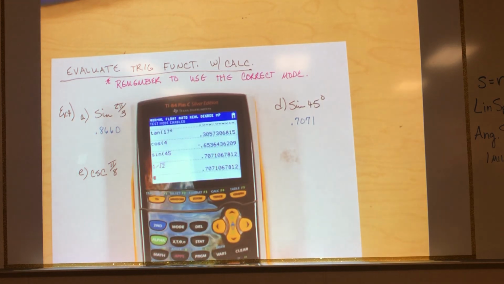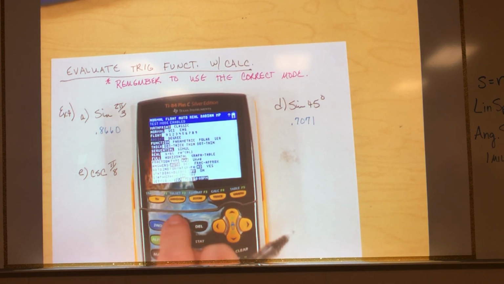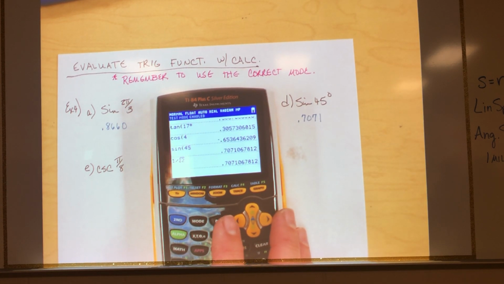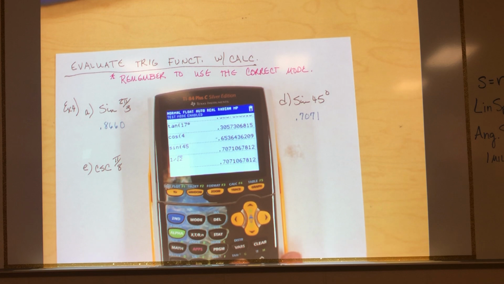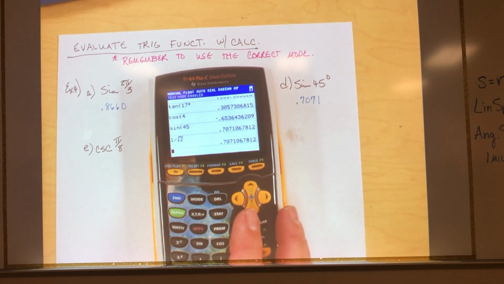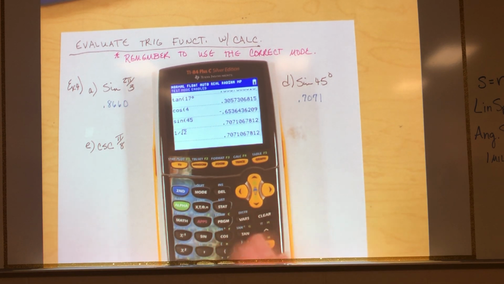Now the first thing I see is that I need to be in the radian mode. With me? Okay, the next thing I see is there is no cosecant button. So here's what you're going to have to do. You're going to have to use its reciprocal function. Do you understand how you still have to know all this stuff?